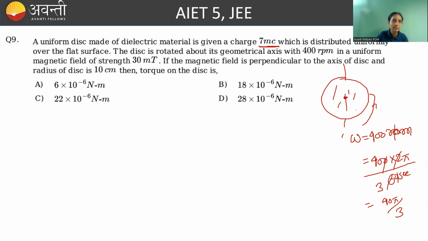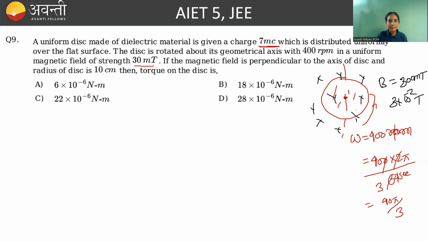And the magnetic field strength: the region in which the disk is kept and is rotating has a magnetic field. And that value is how much? 30 millitesla. Suppose inward magnetic field is there and its value is equal to 30 millitesla, that is, 3 into 10 to the power minus 2 Tesla.